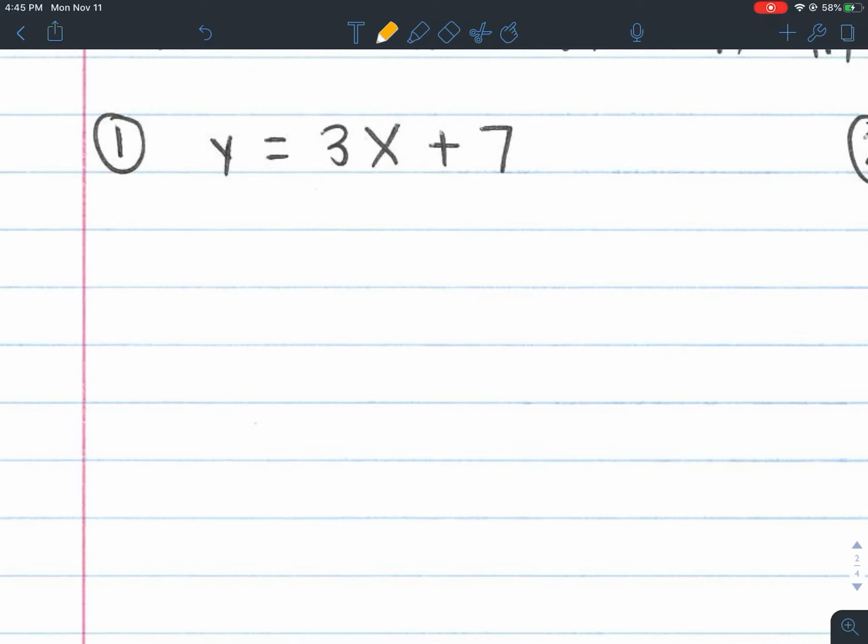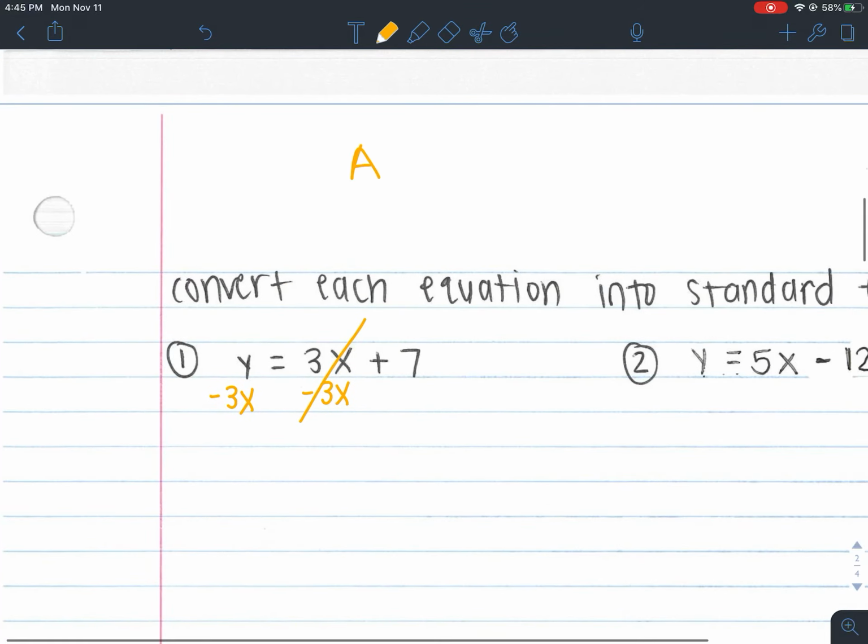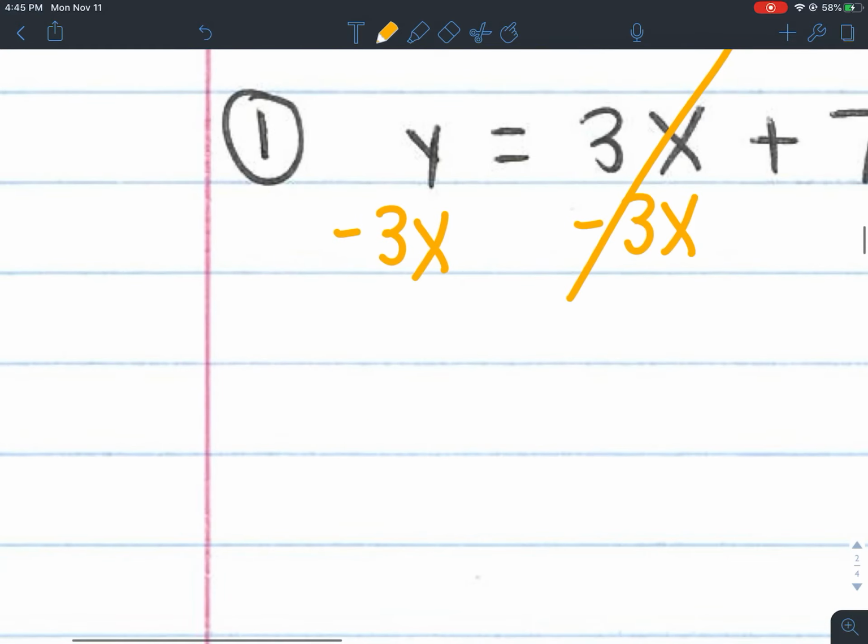Starting with number 1, we want to go to standard form. The first requirement is that we want x and y on the same side. So the first thing I'm going to do is subtract 3x on both sides. Now, when I subtract 3x, I know you want to do y minus 3x. I know you want to do that. However, in standard form, what comes first? The x comes first, right? And then the y. So you want to write the x first.